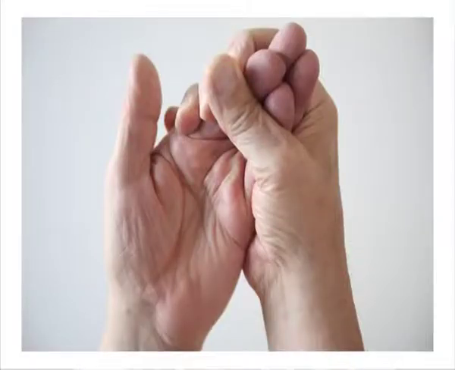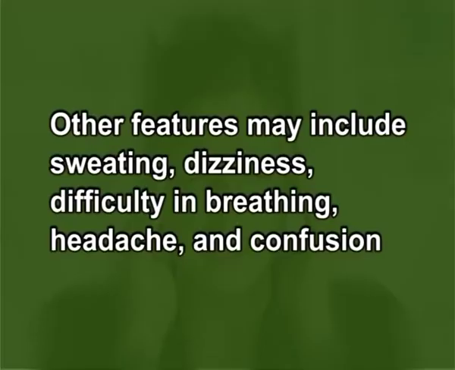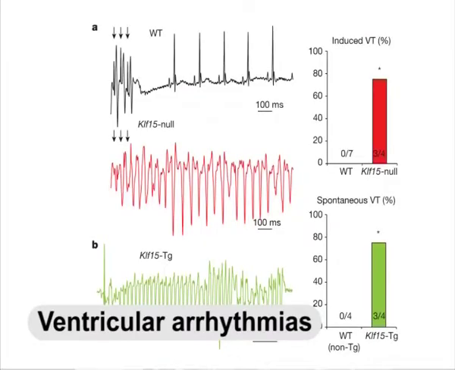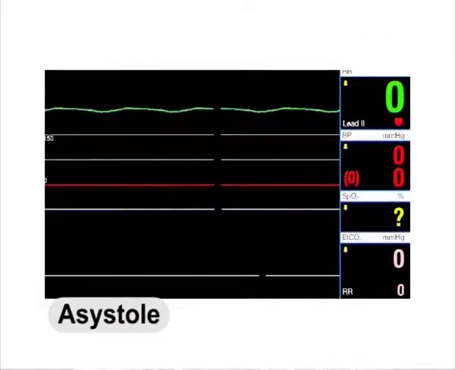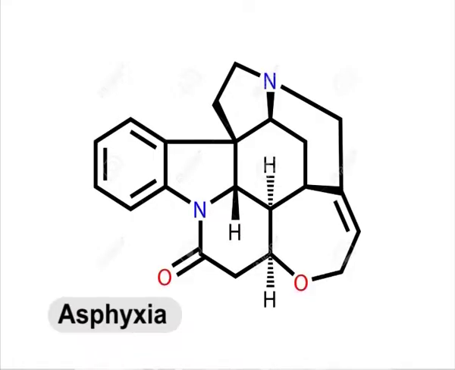In severe poisonings, pronounced motor weakness occurs and cutaneous sensations of tingling and numbness spread to the limbs. Cardiovascular features. Other features may include sweating, dizziness, difficulty in breathing, headache and confusion. The main causes of death are ventricular arrhythmias and asystole, paralysis of the heart or of the respiratory center. The only postmortem signs are those of asphyxia.